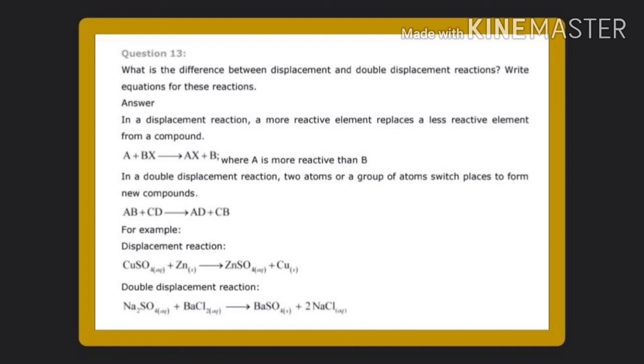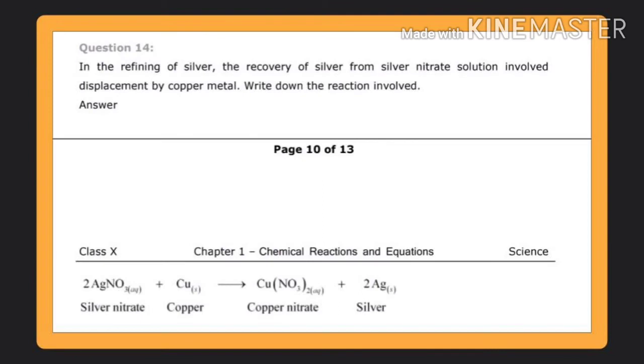Same displacement and double displacement, we have done this. Then any one example for each. For displacement, you can take your copper sulfate plus zinc gives zinc sulfate plus copper, and for double displacement you can take sodium sulfate plus barium chloride gives you barium sulfate plus sodium chloride. Balance the equations. Okay, in this you can ignore the part in the middle where the page number is written.